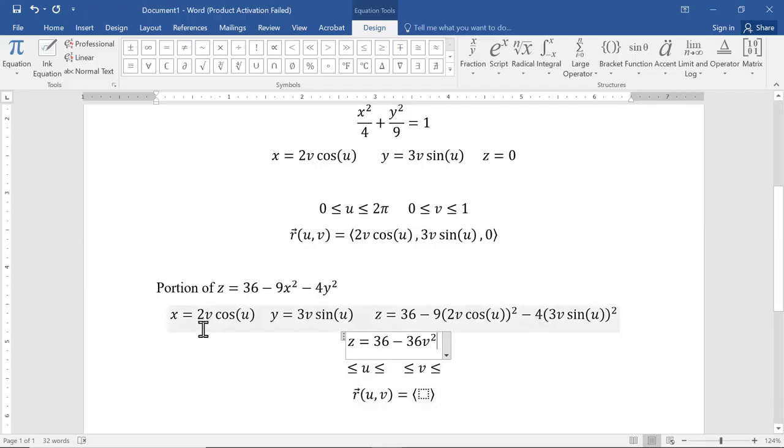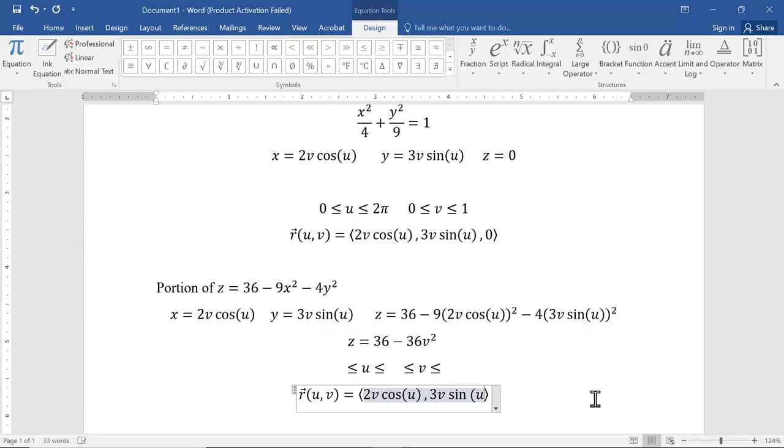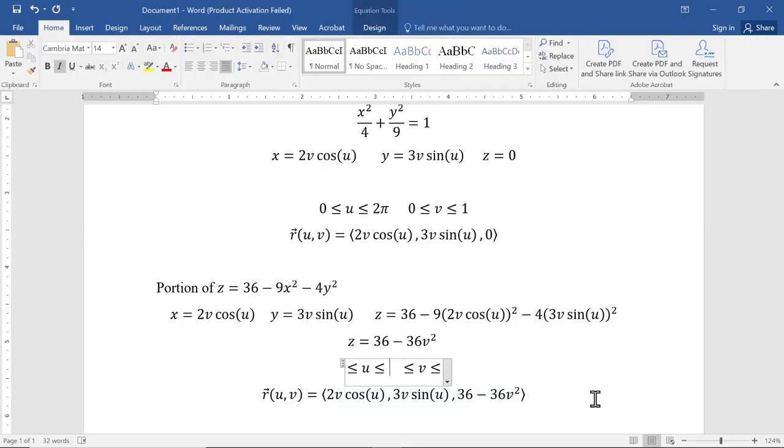So that's what I'm going to do. 2v times cosine of u is going to be my x component. 3v times sine of u is going to be my y component. And 36 minus 36 times v squared is going to be my z component. Now, once again, we want the full ellipse, so we want u to go from 0 to 2 pi.